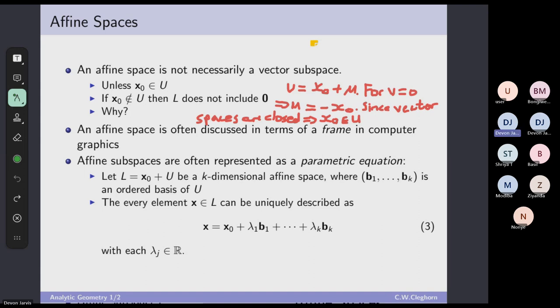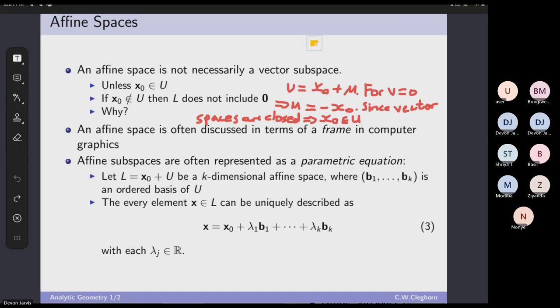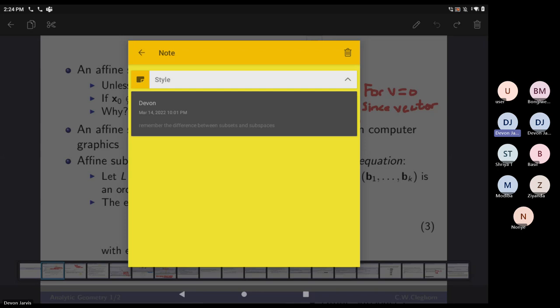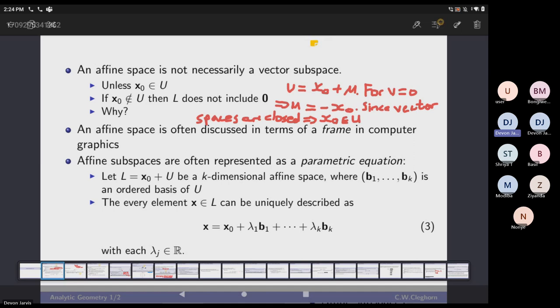And they're often represented as a parametric equation. So if we let L be x0 plus the subspace U be a k-dimensional affine space, then the basis of U will also give us the basis of the affine space. Every element of L can be uniquely described as this shift point plus whatever vector is sitting on U. And that's literally all we need. And obviously these are all coefficients, like we're doing a linear combination of our basis vectors as we discussed last week. And this just says, remember the difference between a subset and a subspace. A subspace has added definitions on top of the subset.